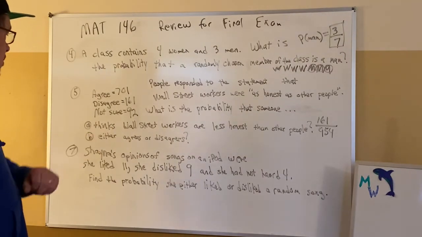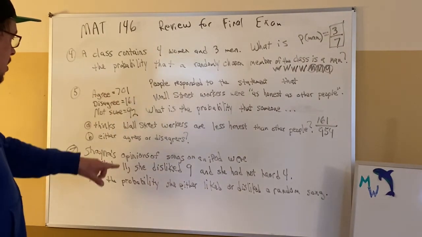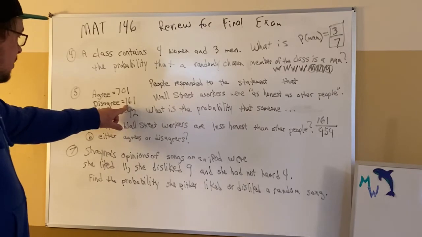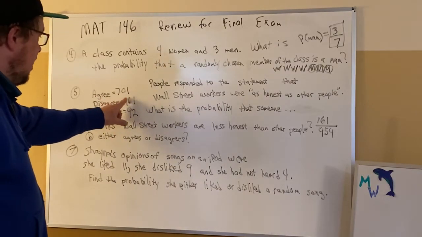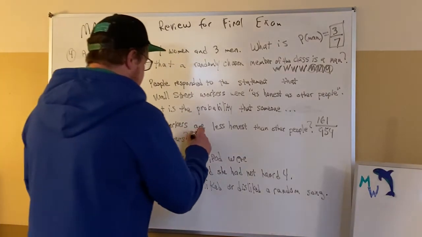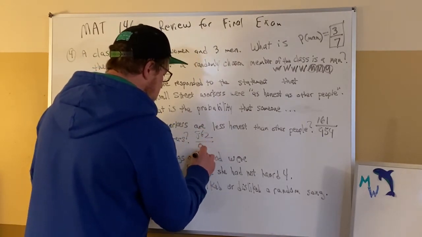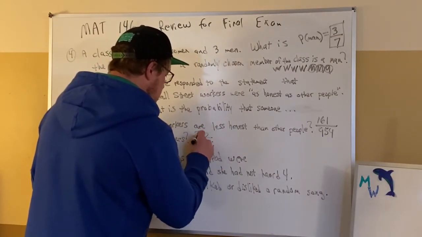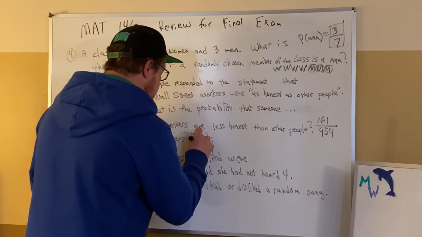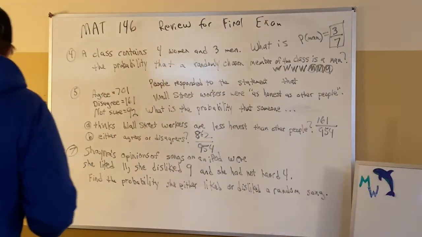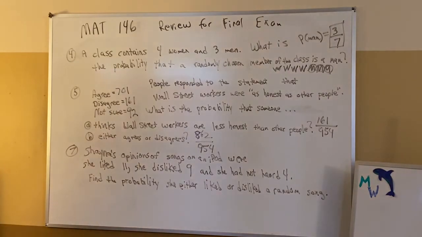Either agrees or disagrees, which is this 701 or the 161. We add those two together. We get 862 out of a 954. And it's not your job to fully reduce the fraction. You certainly could, but those will show me that you know how to handle those kinds of problems.